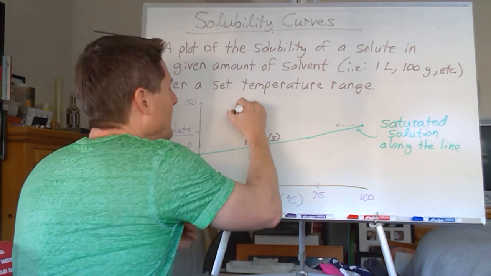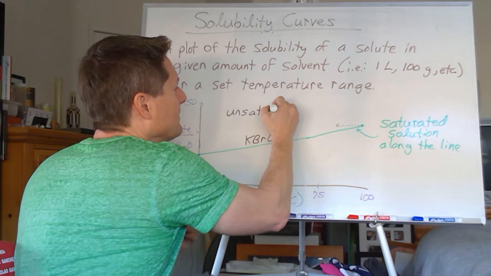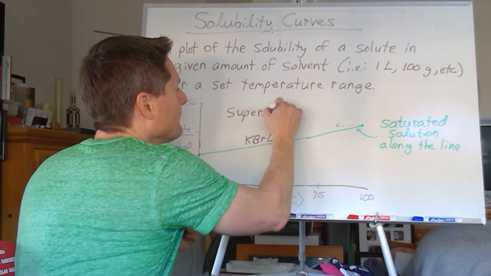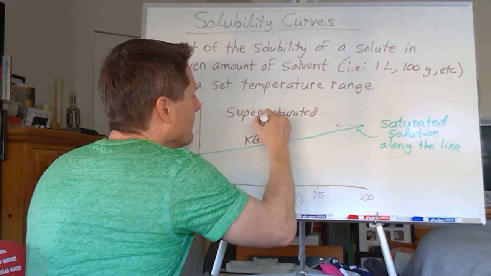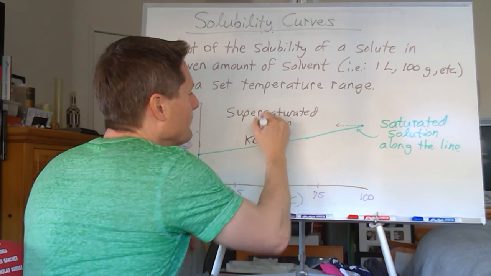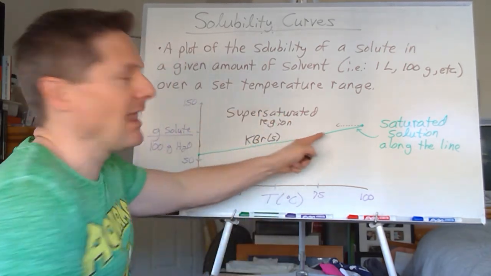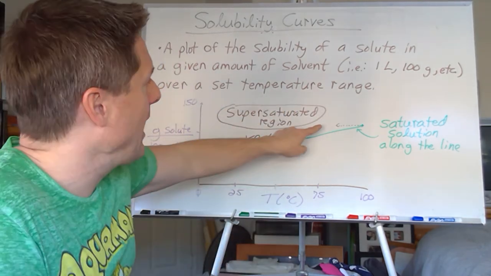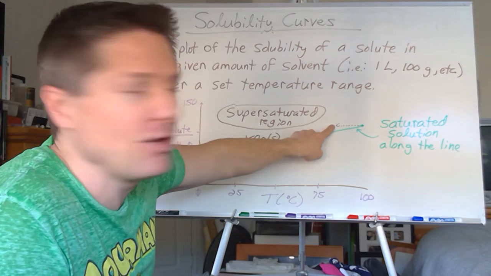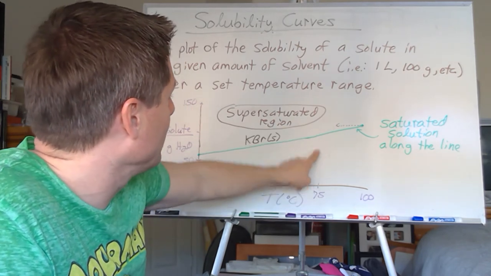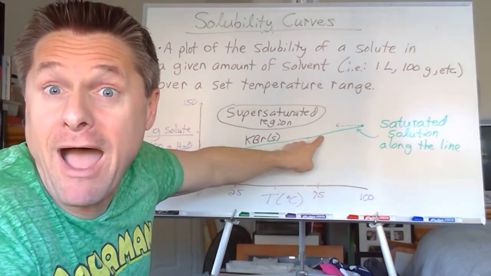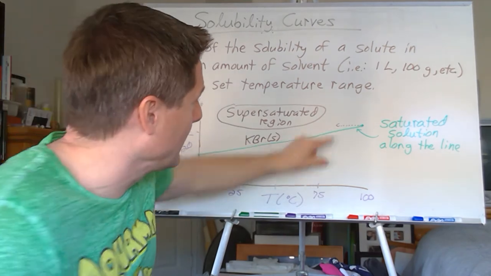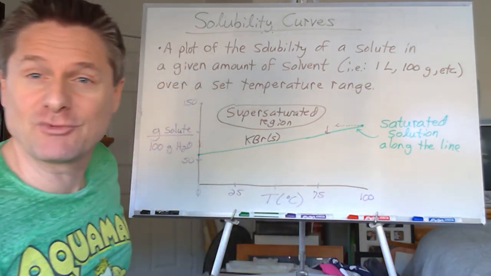So this would be the super... almost got that backwards. Anything on this line is the saturated solution. Anything above it would be the supersaturated solution. So you would have more than the max. We might have 110 grams dissolved, say at 75 degrees Celsius, when it really should only be about 95. And then if you add one particle, it just goes boom and drops immediately to that saturated line right there.